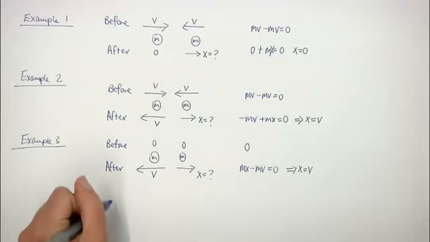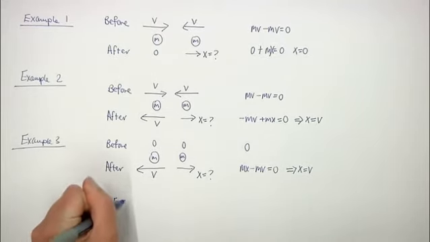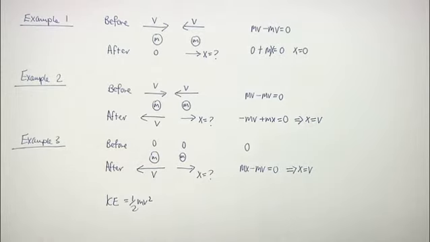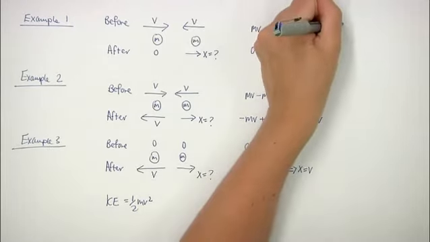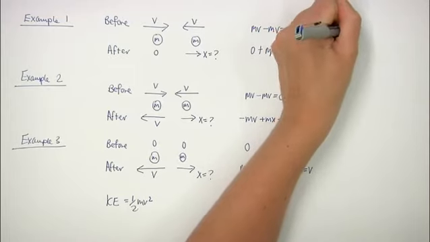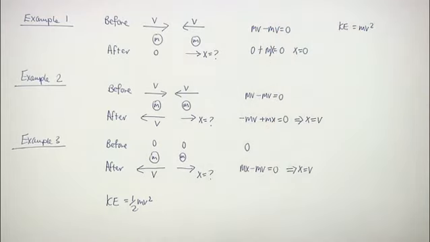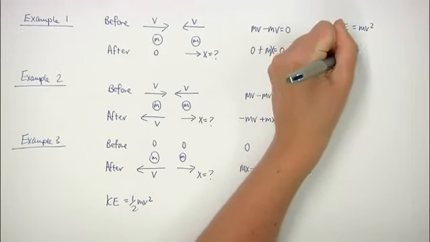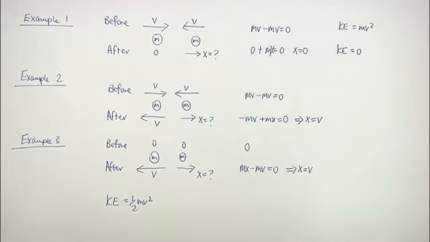We can work out kinetic energy. It's equal to a half mv squared. So in example 1, the kinetic energy before is mv squared. The kinetic energy afterwards is 0. We call this an inelastic collision.